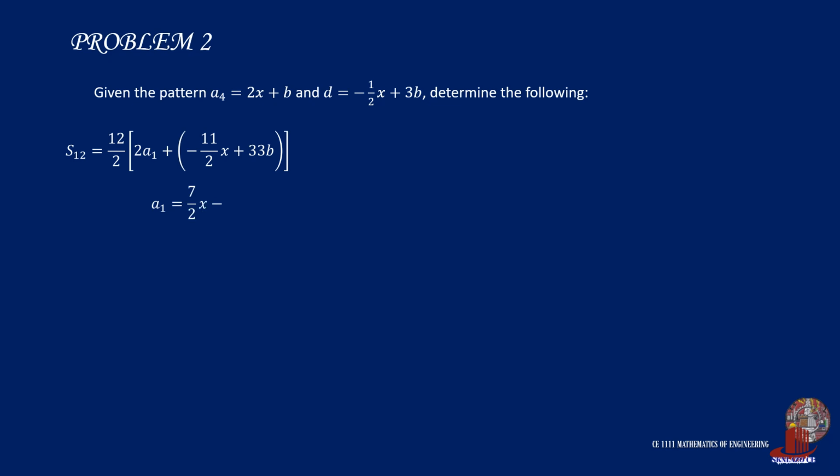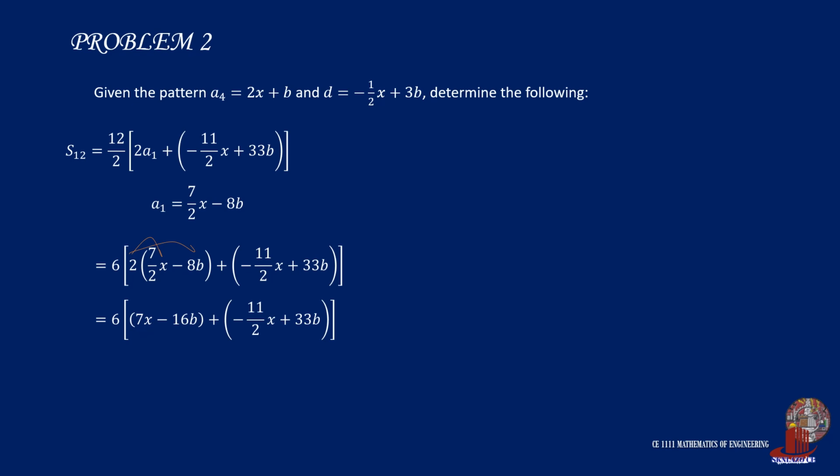Plug in a sub 1 into the S12 equation to get 6 times twice of 7 halves of x minus 8b plus negative 11 halves of x plus 33b. Again, distribute 2 to have 6 by 7x minus 16b with negative 11 halves of x plus 33b. From here, collect similar terms to get 6 of 3 halves of x plus 17b, which can be reduced as 9x plus 102b.